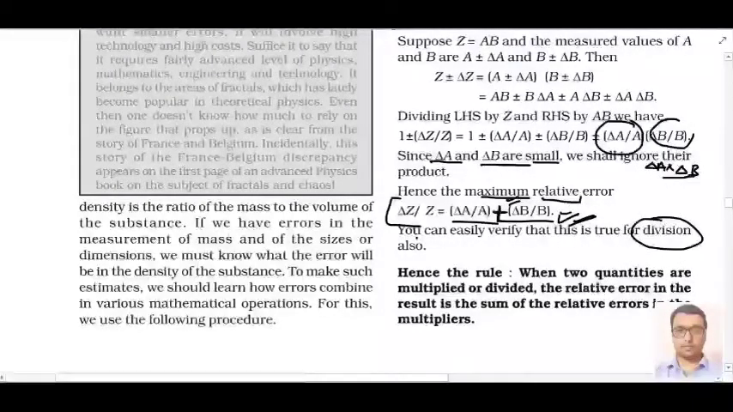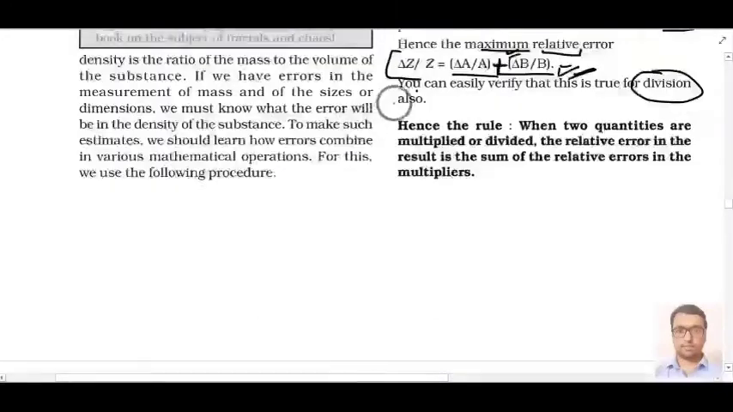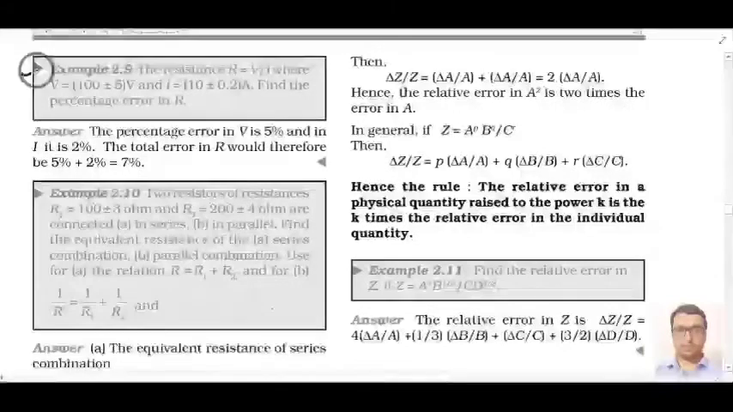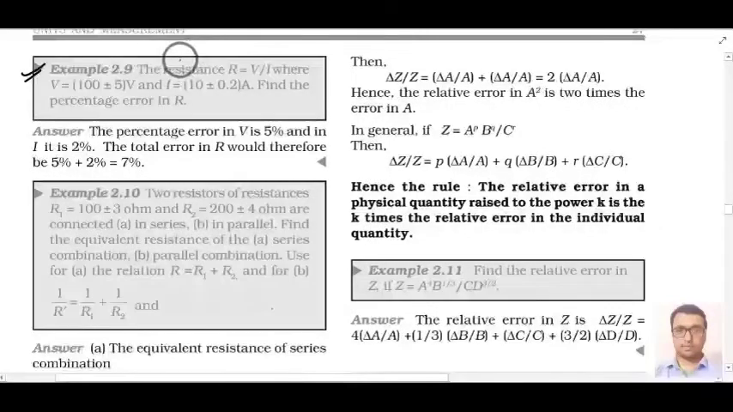So what is the rule? When two quantities are multiplied or divided, the relative error in the result is the sum of the relative errors in the multipliers. Now we will try to understand the same concept with an example.